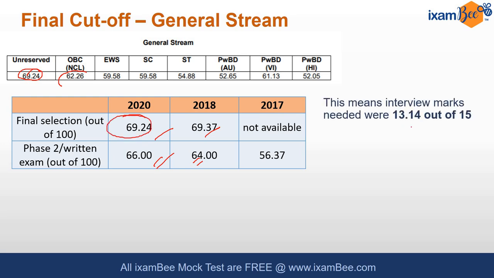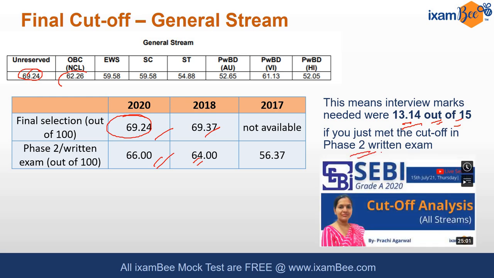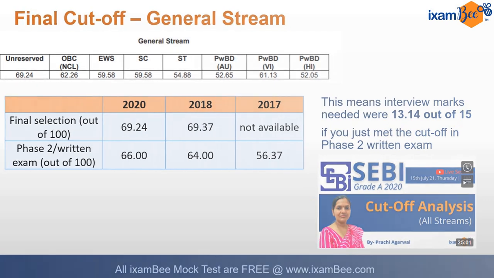If you just go to the interview by getting the minimum marks, you need 13.14 marks in the interview out of 15, which you are not going to get in most probability. So your phase 2 score is very, very, very important. These 6 topics, where our faculty members help you. For this complete analysis, you may watch this video by Prachi ma'am.